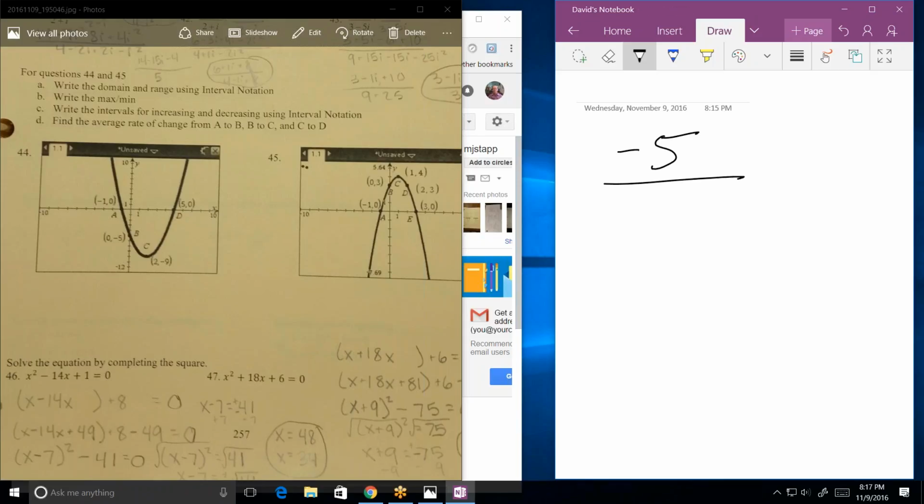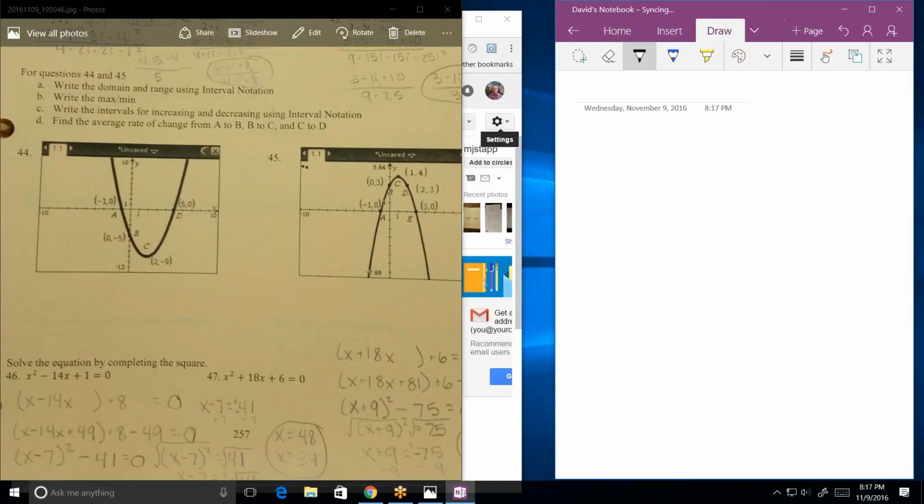And to get from A to B, how far do I have to go horizontally? Over 1. And we can see that that slope is negative. In other words, if I draw a straight line between A and B, that's what they're asking for: what's the slope of the straight line between A and B? Well, the slope is minus 5. That's the average rate of change from A to B.